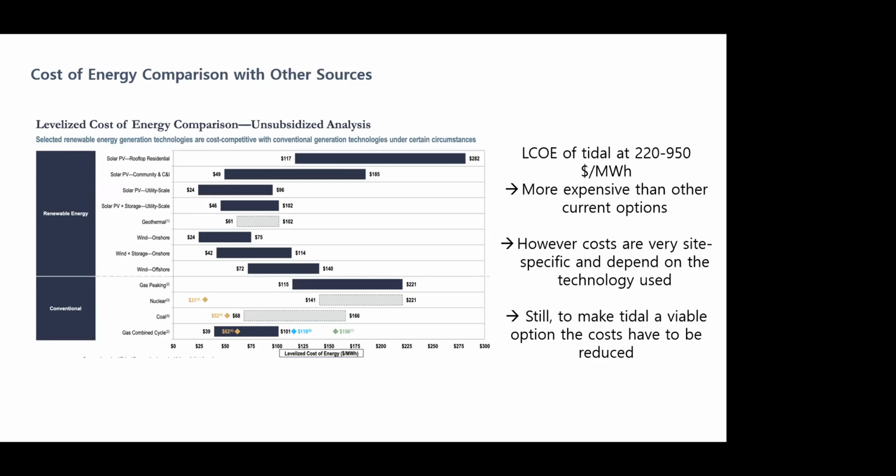The following is a comparison of the energy production cost with other energy resources. Looking at the graph below, we can observe the levelized cost of various renewable energies. The levelized cost of energy for tidal energy ranges from approximately 220 to 950, indicating that it is relatively more expensive than other options. However, the cost is highly site-specific and dependent on technology.